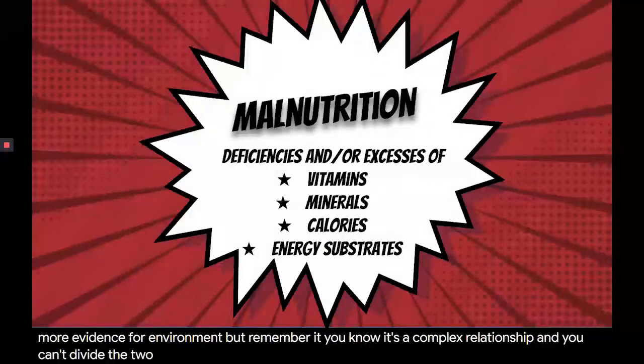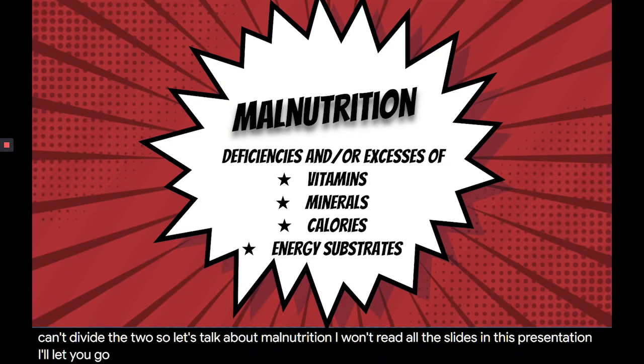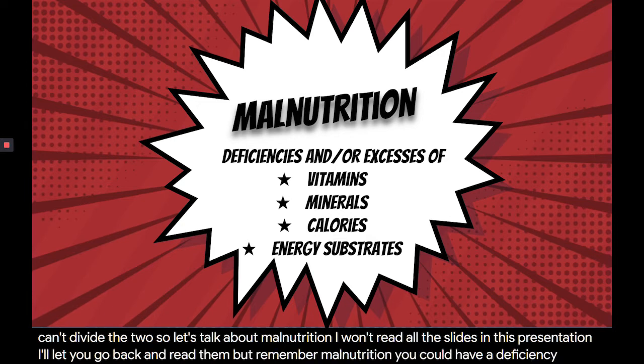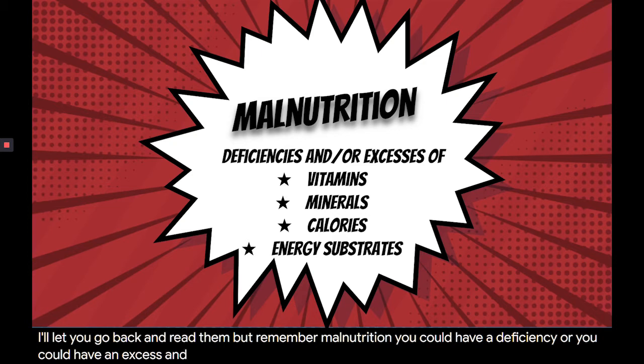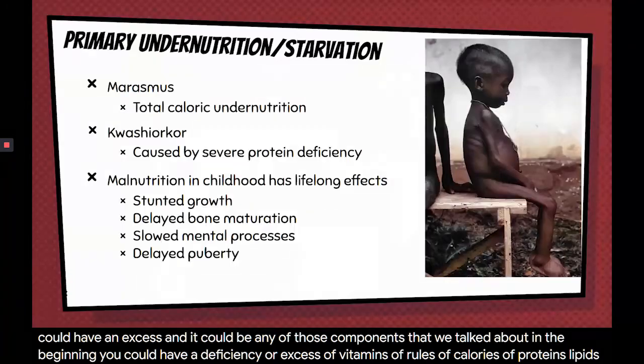Okay, so a little bit more evidence for environment, but remember, it's a complex relationship and you can't divide the two. So let's talk about malnutrition. I won't read all the slides in this presentation. I'll let you go back and read them. But remember, malnutrition, you could have a deficiency or you could have an excess. And it could be any of those components that we talked about in the beginning. You could have a deficiency or excess of vitamins, of minerals, of calories, of proteins, lipids.